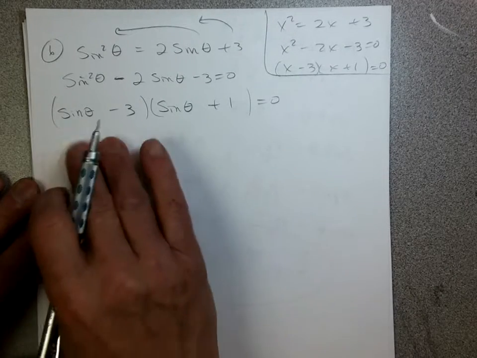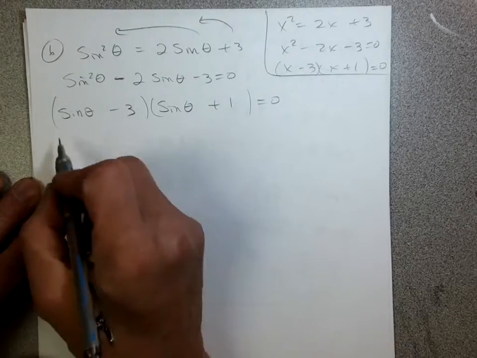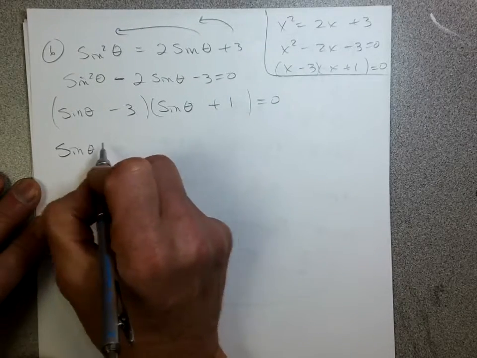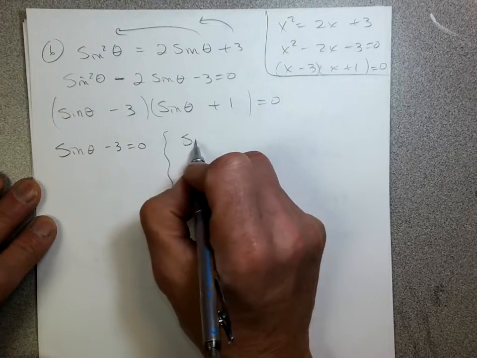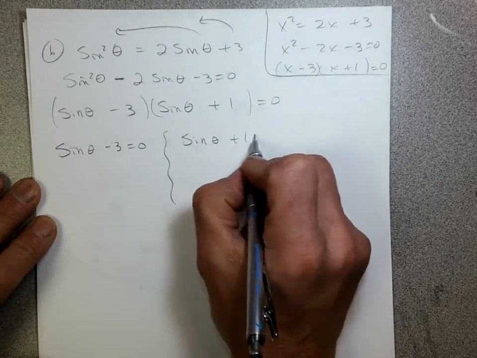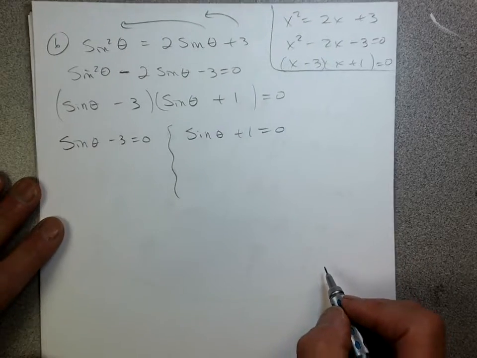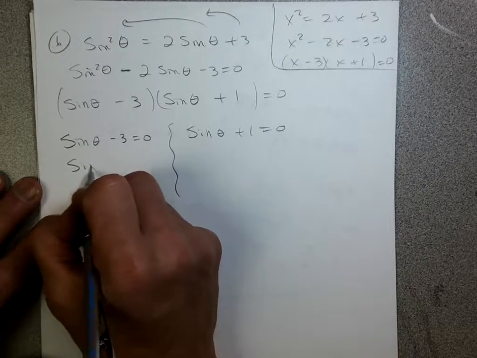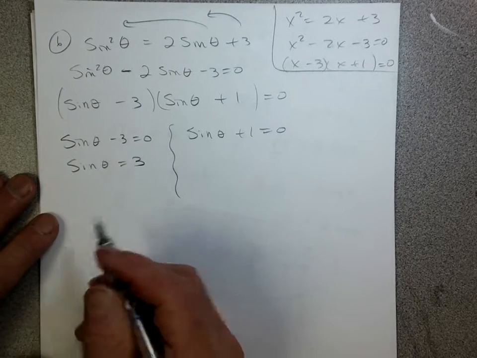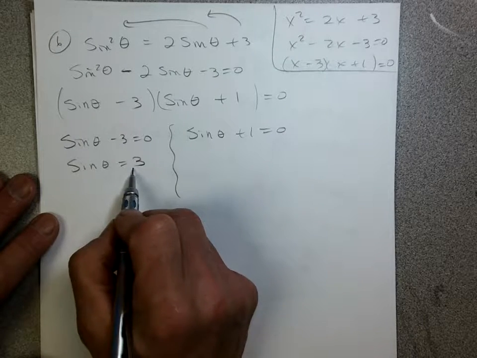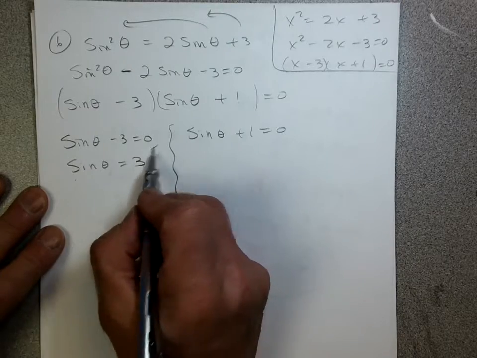And I just need to set them both equal to 0. Split them up, set them equal to 0. Totally right, Jose. Sine theta minus 3 equals 0, and sine theta plus 1 equals 0, right? Add 3. Sine theta is equal to 3. But I'm going to throw that away. Sine cannot be bigger than 1, right? Sine cannot be bigger than 1. Sine is the y value. You're on the unit circle, radius 1, so I throw that away, okay?